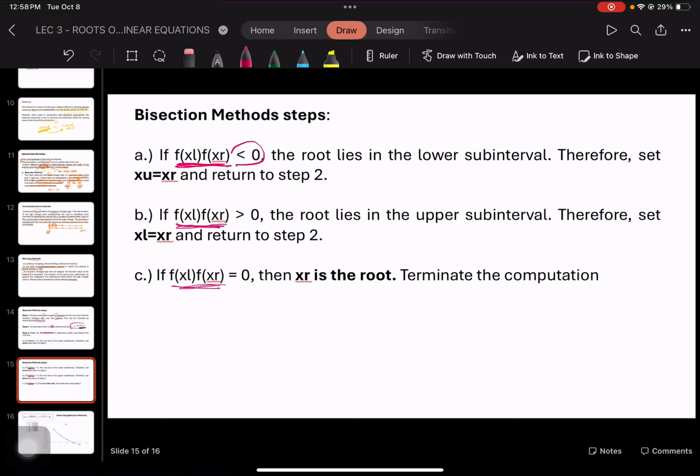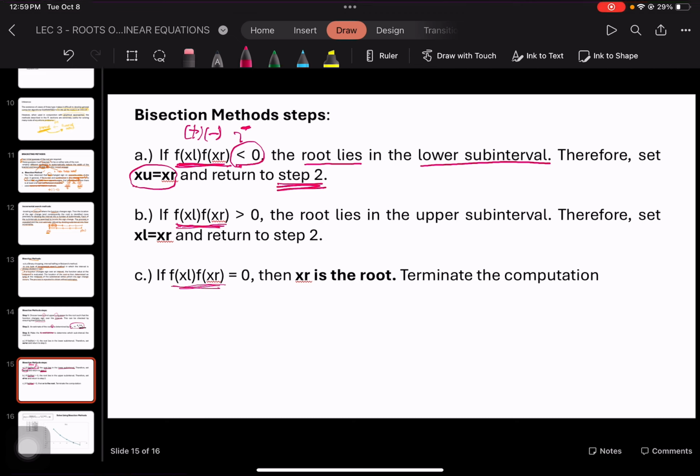So, if less than 0 yung result or product, ibig sabihin nun, negative, no? Negative yan kasi less than 0. So, it means to say, magkaiba sila ng sign. Tama? And it means that the root lies in the lower sub-interval. Therefore, set XU equals to XR and return to step 2.